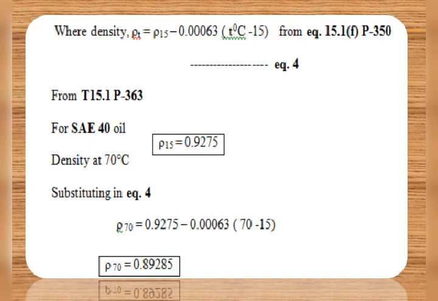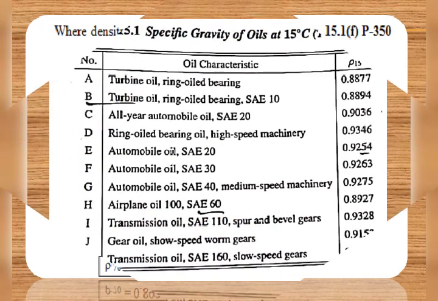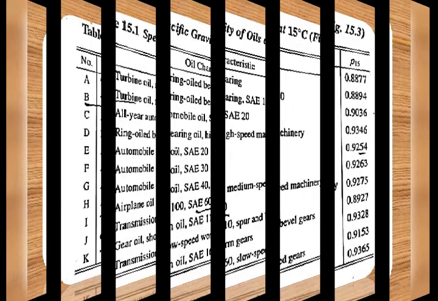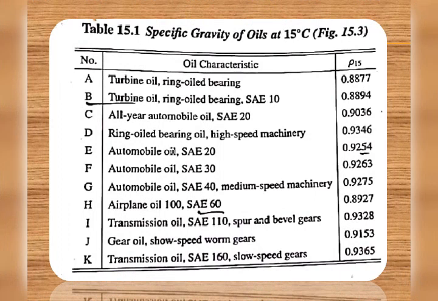Just now we considered table 15.1, that is the specific gravity of oils at 15 degrees Celsius, for automobile oil SAE 40, 0.9275. The type of curve is G, the oil is SAE 40. That is required for getting the kinematic viscosity. We'll see how to get that.